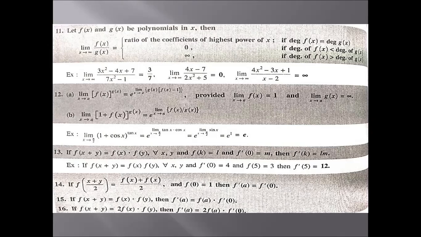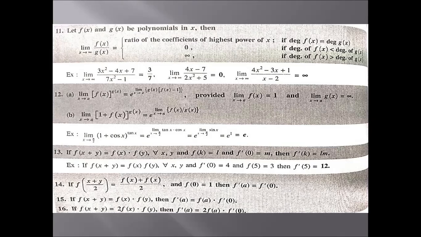For example, the limit as x tends to π/2 of (1 + cos x) to the power tan x. That is e to the power of the limit as x tends to π/2 of tan x times cos x, that is equal to e to the power of the limit as x tends to π/2 of sin x, sin by cos get cancelled. And when you apply sin of π/2, you are getting 1. The answer will be e. If f(x + y) = f(x)·f(y) for all x, y, and f(k) = L, and f'(0) = m, then f'(k) = Lm.